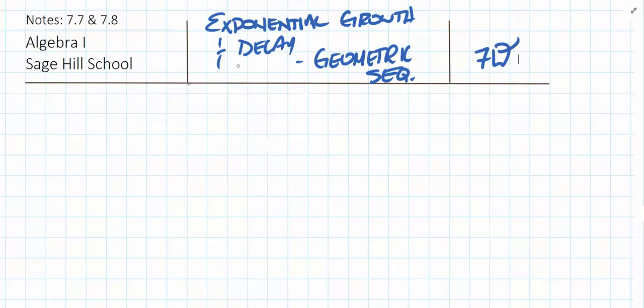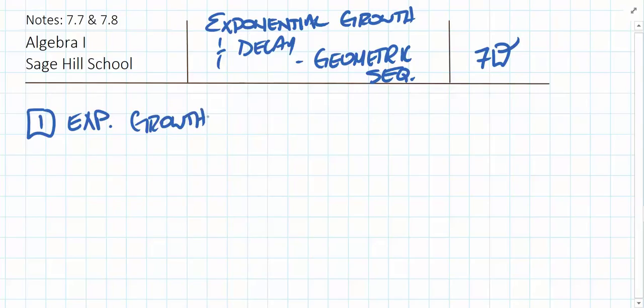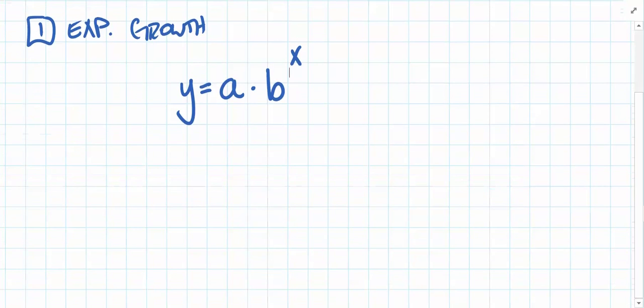So let's begin by talking about exponential growth. Now, we dove into this a little bit the other day by playing with the graphs. So I'm going to give you the basics again. Exponential growth functions look like this, where y equals a times b raised to the x power. Okay, and we're talking about exponential growth.